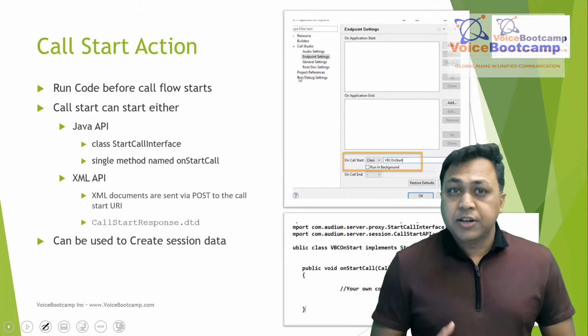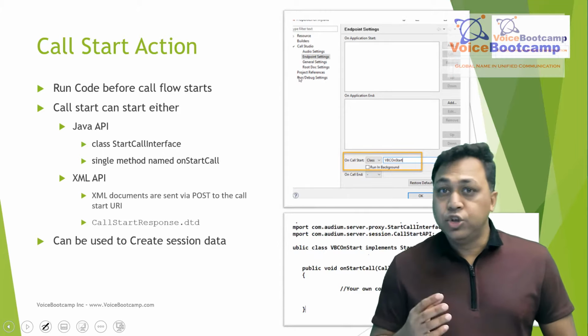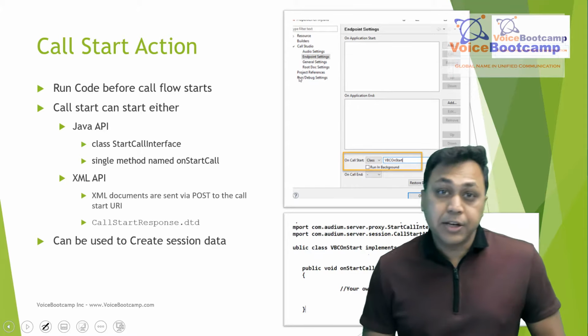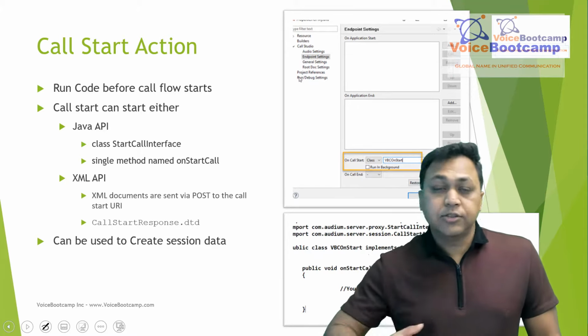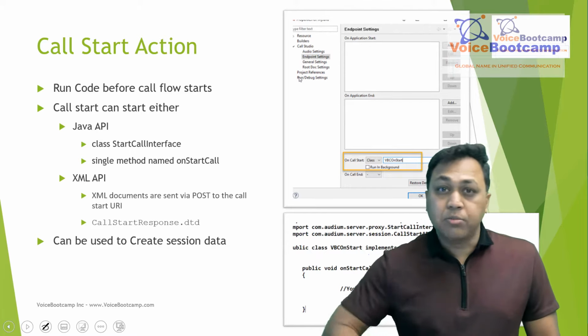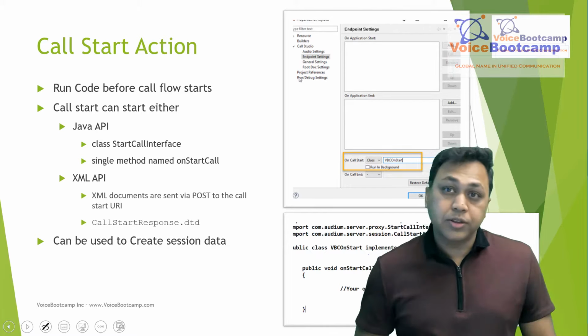Call start action is a good way to create things like session data that is to be used by the rest of the application. You can also take certain actions like opening a database or some other common task that may be required throughout the application.